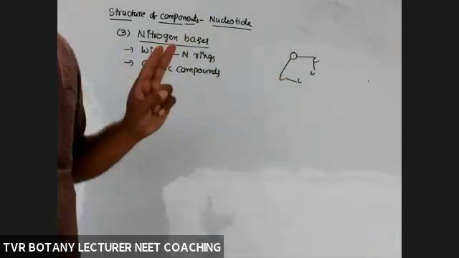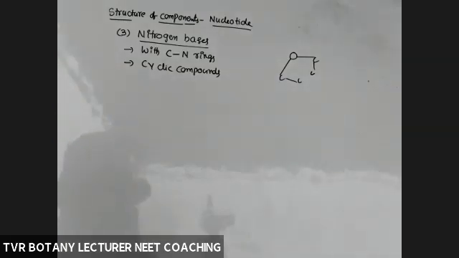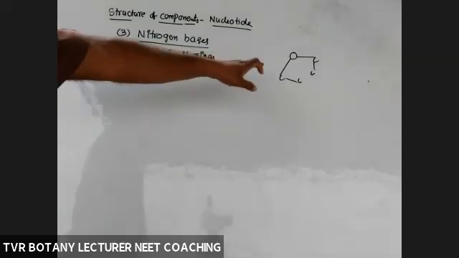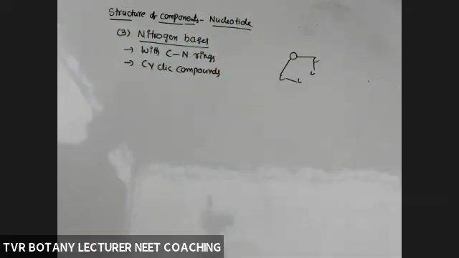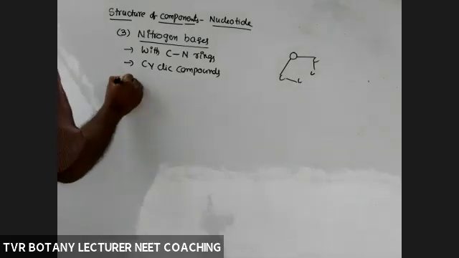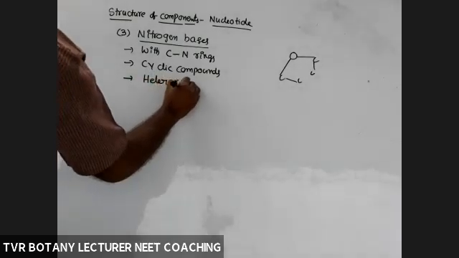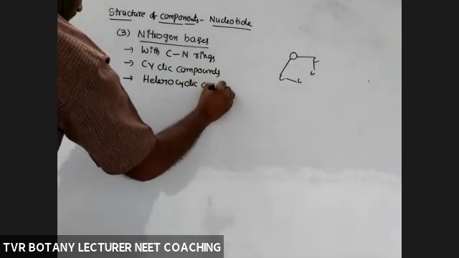So in a nucleotide, what are the heterocyclic compounds? First, you should know the definition of a heterocyclic compound: a cyclic compound having a second or third type of inorganic component along with carbon. Carbon, nitrogen, heterocyclic. Carbon, oxygen, heterocyclic. So in a nucleotide, both sugar and nitrogen bases are the heterocyclic compounds.